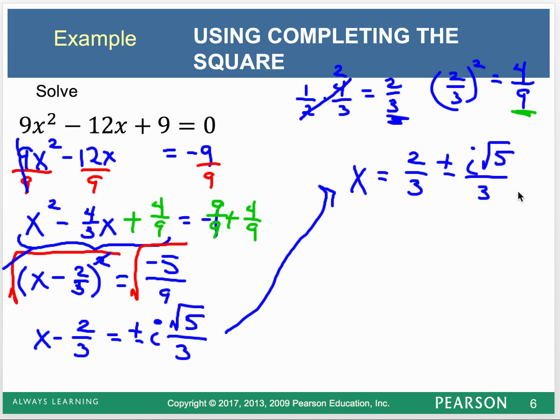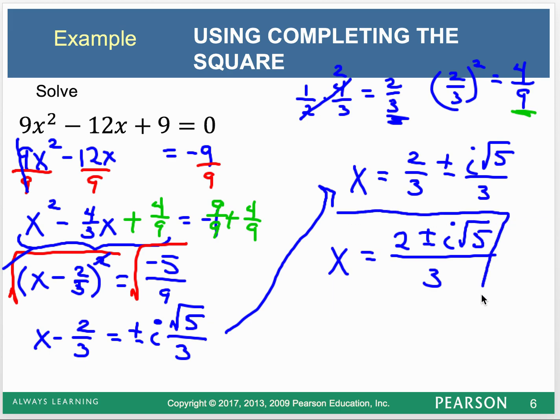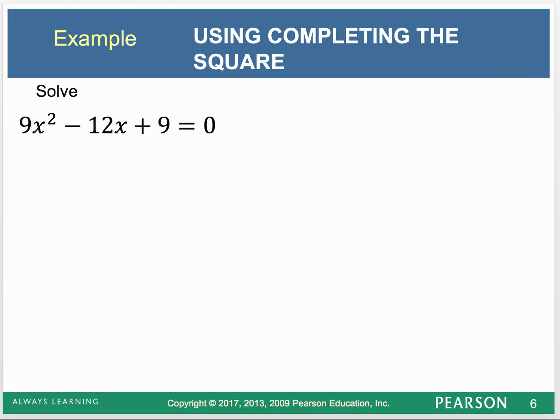This is fine if you want to leave it like that, or you might notice they have the same denominator, or you could make them the same if you're going to combine fractions. And once you get the x all by itself equaling only a numerical value, you've solved it, and you have two of them. All right.